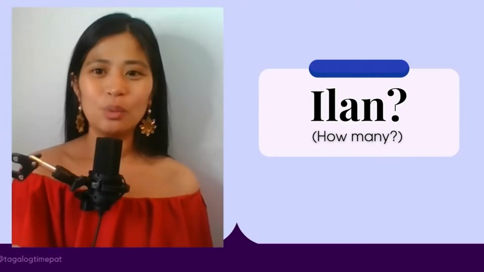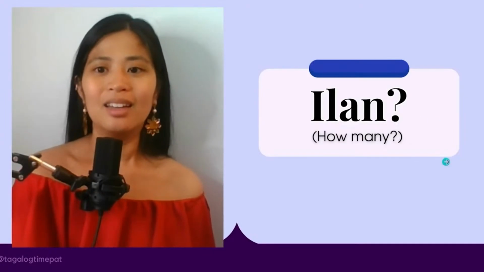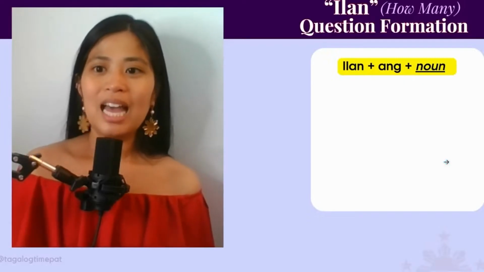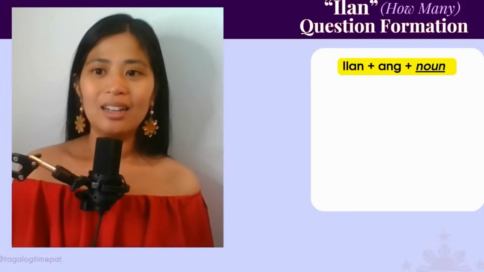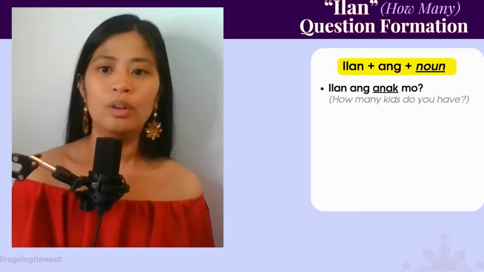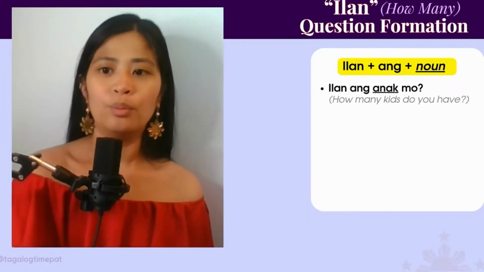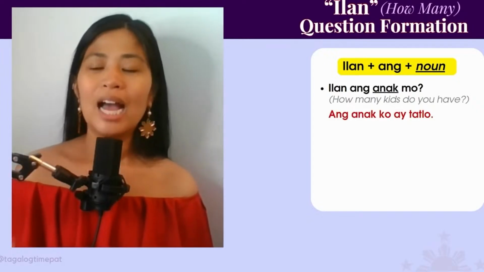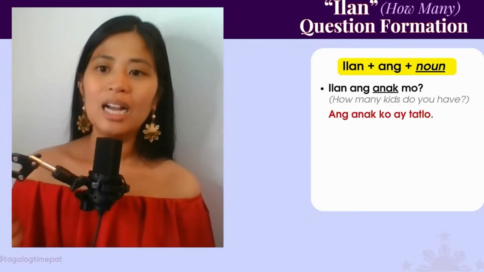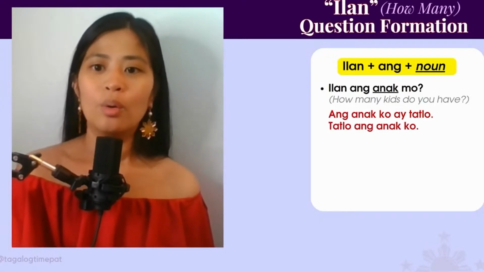Okay, next question word we're going to learn is ilan. How many? Ilan. So it would be ilan, then ang, then a noun. For example, ilan ang anak mo? How many kids do you have? Ilan ang anak mo? Ang anak ko ay tatlo. I have 3 kids. Or tatlo ang anak ko.